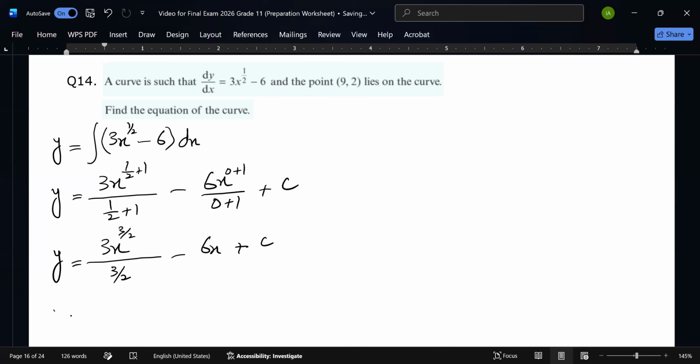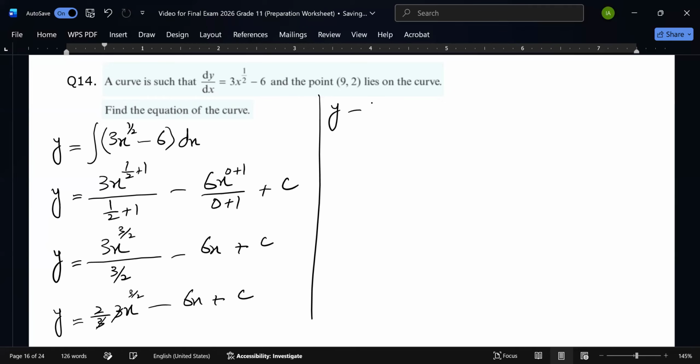Now here what happens, the 3 upon 2 becomes reciprocal, it's going to be 2 upon 3. This is 3x power 3 upon 2 minus 6x plus c. As you can see, the 2, 3 cancelled out. We have the final form as y is equal to 2x power 3 upon 2 minus 6x plus c.